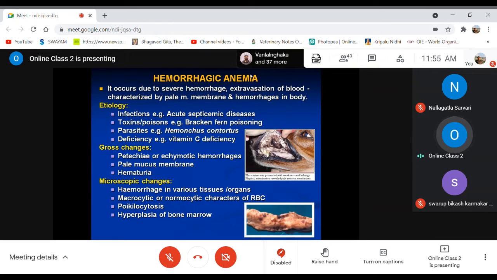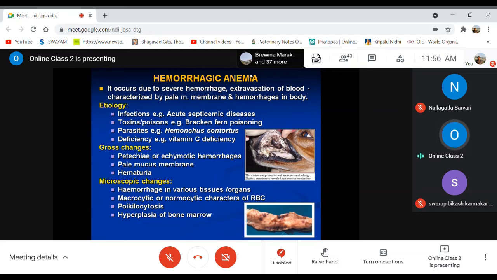And gross lesions are mostly pinpoint, petechial or ecchymotic hemorrhagic lesions, and all the visible mucous membranes will be pale in color. And here there will be presence of whole blood in the urine, not hemoglobinuria. It is known as hematuria. Hematuria indicates whole blood, not fragmented or lysed. That means in this case there is no lysis of the RBCs. So that's why intact RBCs will be present in the urine, coming out along with the urine.